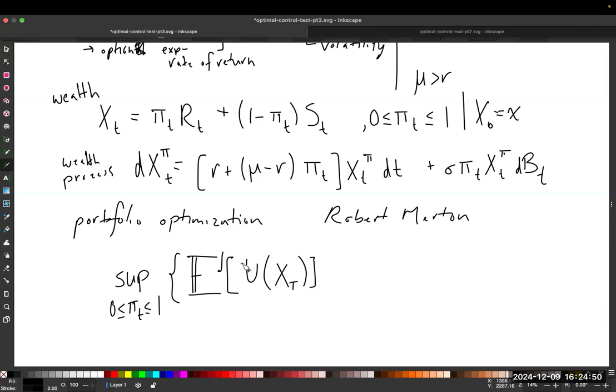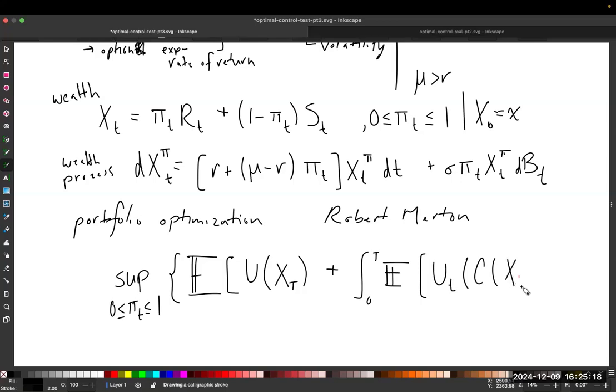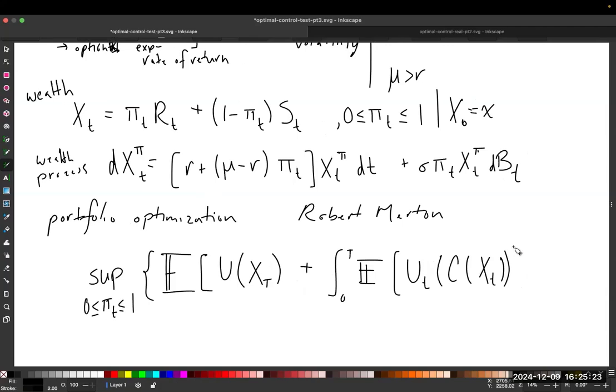Yeah, I just wrote this incorrectly here. Okay. And then we might have some sort of running cost or running value. We're looking at things in terms of value in this case. You might have some running value as well, some utility function that's time dependent, and a consumption function that's dependent on your wealth. I don't know too much about this in the full generality.